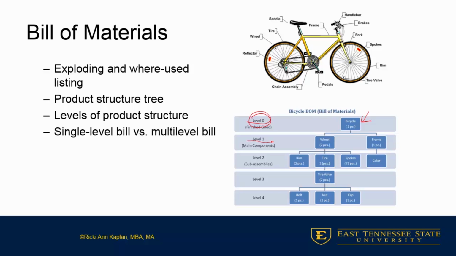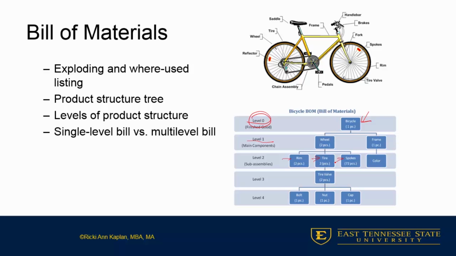We can take it and further explode this out. The wheels have sub-assemblies: the rims, the tires, the spokes, and it gives a number of pieces there. Off the tire, you have the tire valve. The next level, more sub-assemblies of sub-assemblies. To the 4th level, going down, you have the bolts, the nuts, the caps that are needed for the tire valve. So we take a look at this.